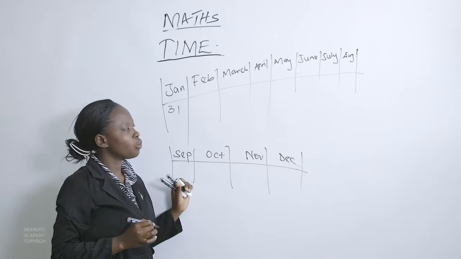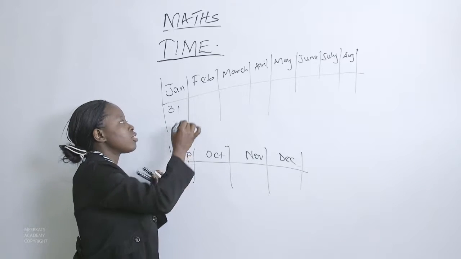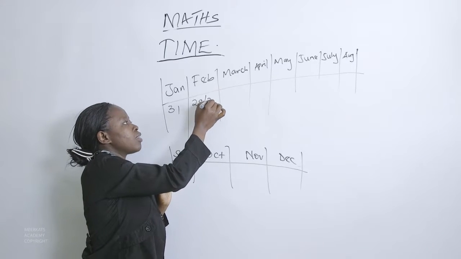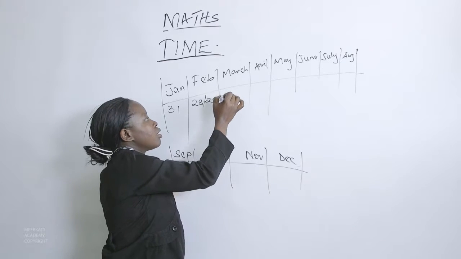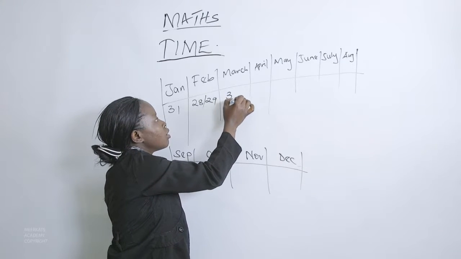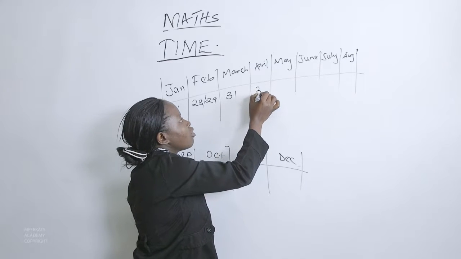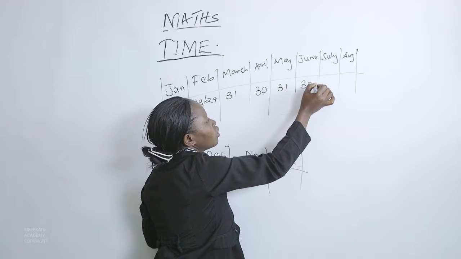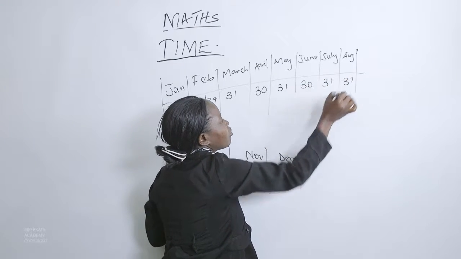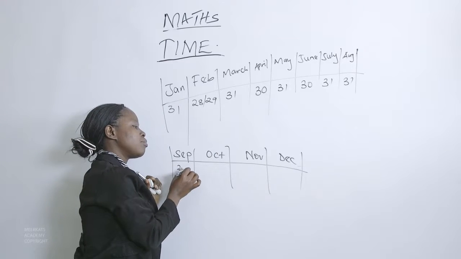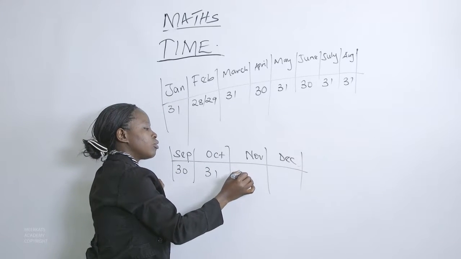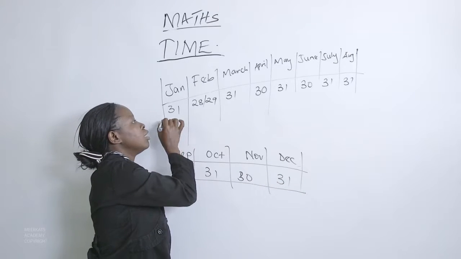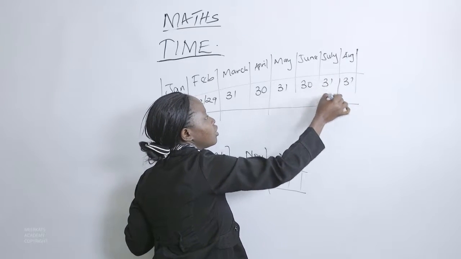February, depending on which type of year it is, if it is an ordinary year, then it has 28 days. If it is a leap year, then it has 29 days. Next is March. Then we have April, we have May, June, July, we have August, September, October, November, and December.